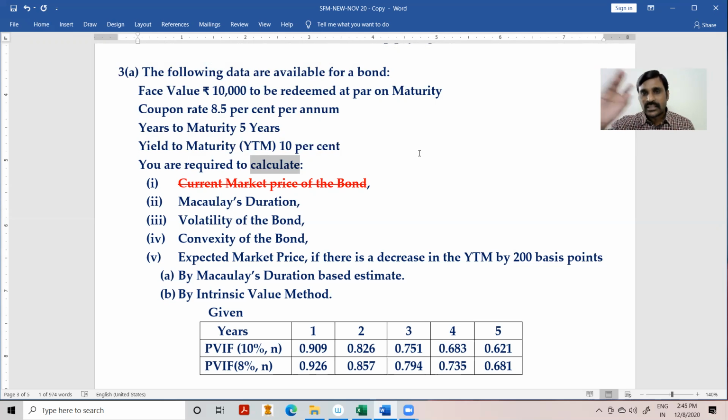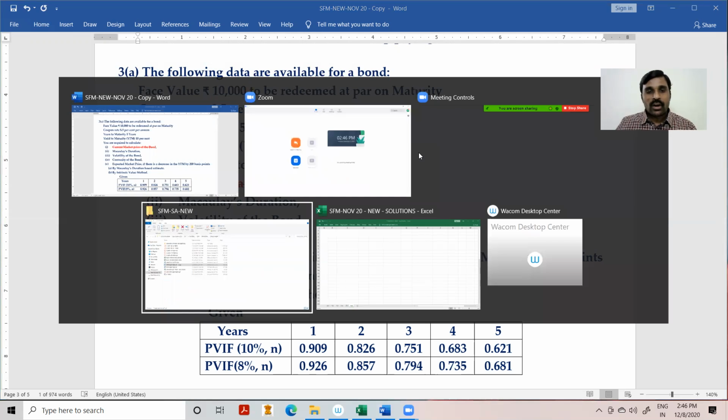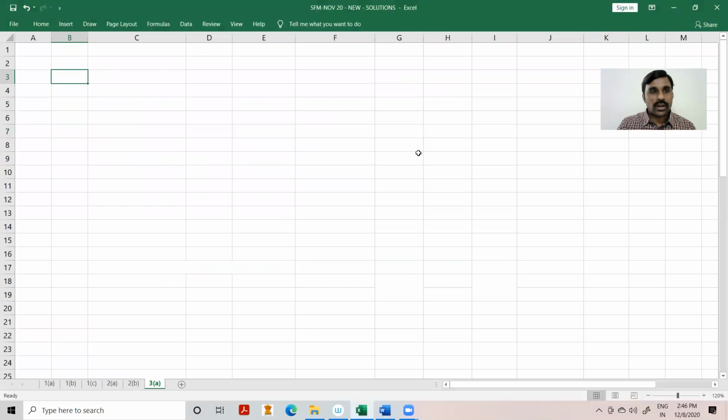What we are calculating is the intrinsic value, and calling it a market price is not correct. According to me, it is appropriate to call it a fair price rather than actual market price. Fair price of a stock. Look at this first point, 3A1. What is the current market price of the bond? It is not appropriate to call it a current market price of the bond. So maybe you can call it a fair price of the bond, or you can call it intrinsic value. Anything is fine, but not market price.